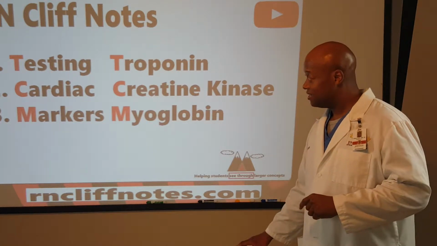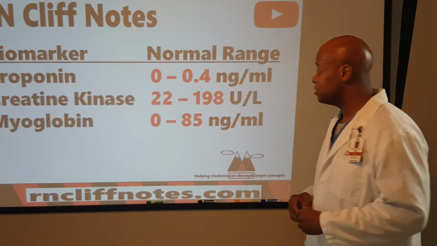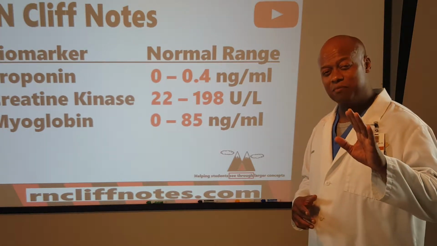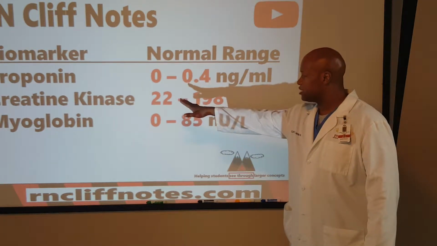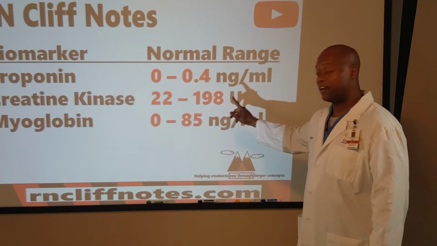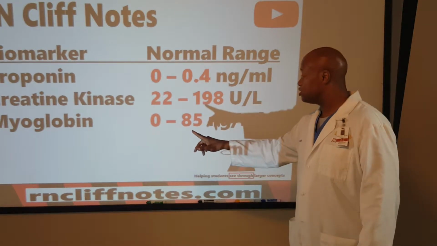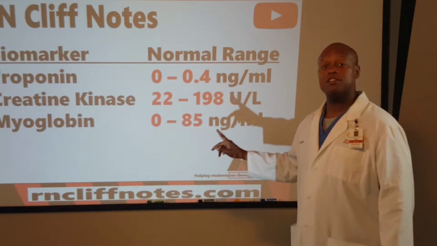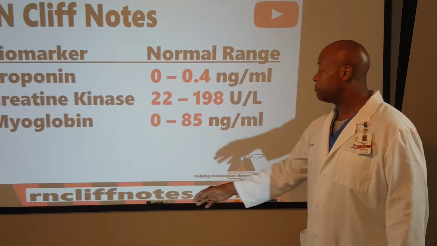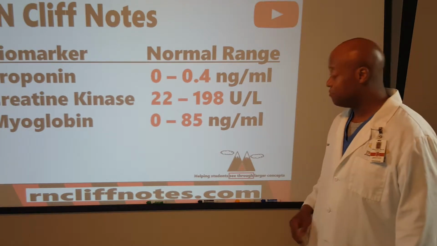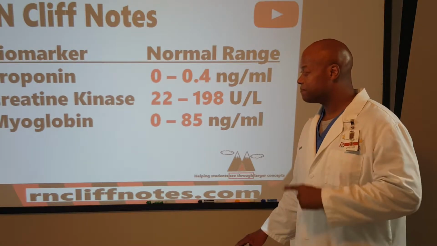Alrighty? Alright, next. So now we want to look at the ranges for those. And boy, you get some really interesting numbers with this. Alright, so for troponin, 0 to 0.4 nanograms per milliliter. Then we've got creatine kinase, 22 to 198 units per liter. Then myoglobin is also in nanograms per milliliter, but that's 0 to 85 for myoglobin. Okay, we're going to come back to some of that in a bit here, right?